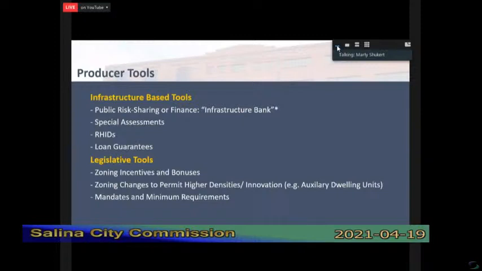So there are infrastructure-based tools. RHIDs are an example of those. There are special assessments by which the public sector is providing the front-end financing. There's an idea that I've talked about before called an infrastructure bank, where the public shares in the risk or finances infrastructure at the front end as a loan, and then at a sale takes out its respective portion of that loan.